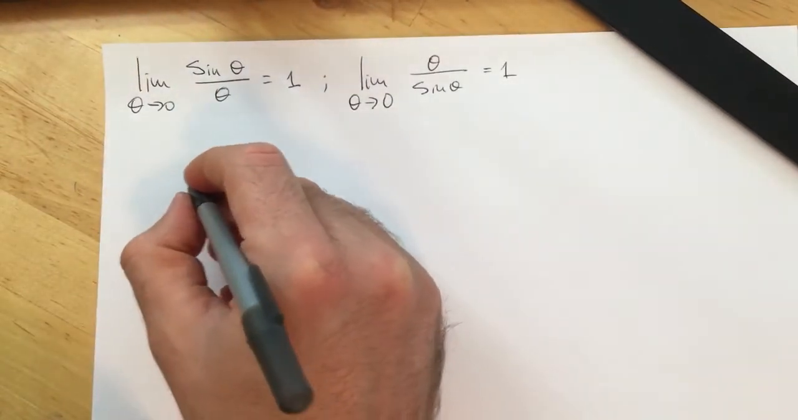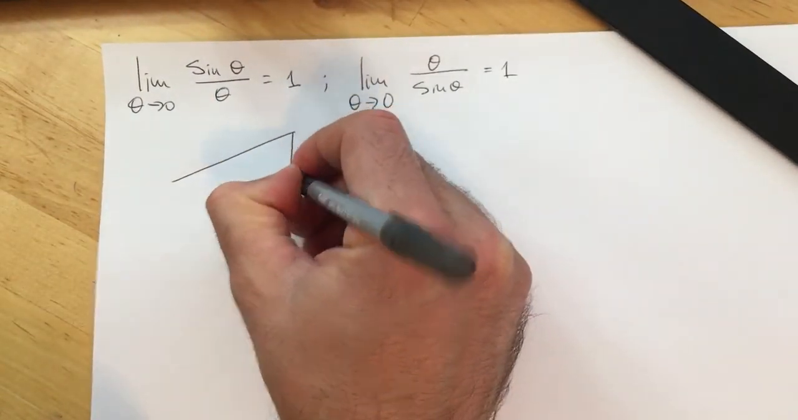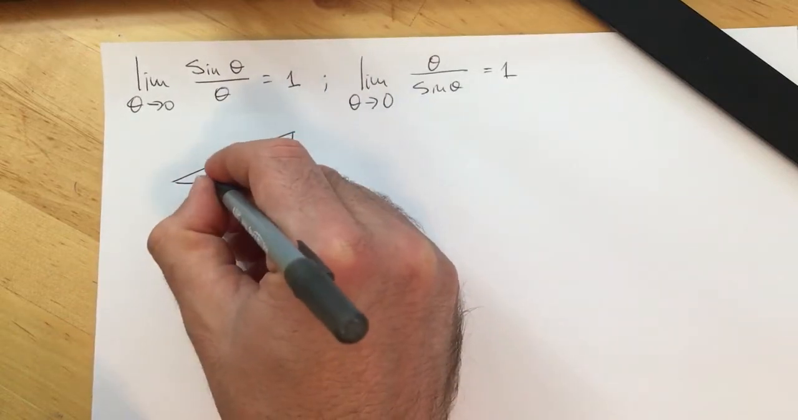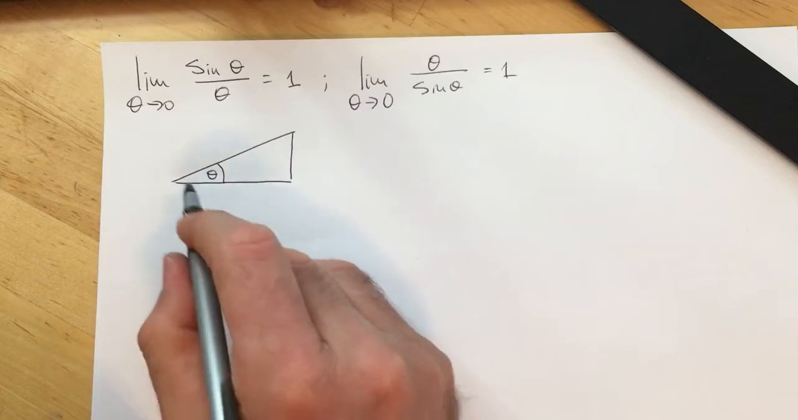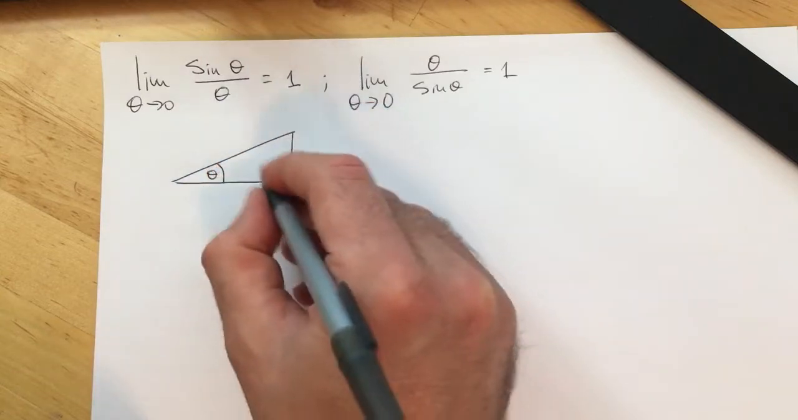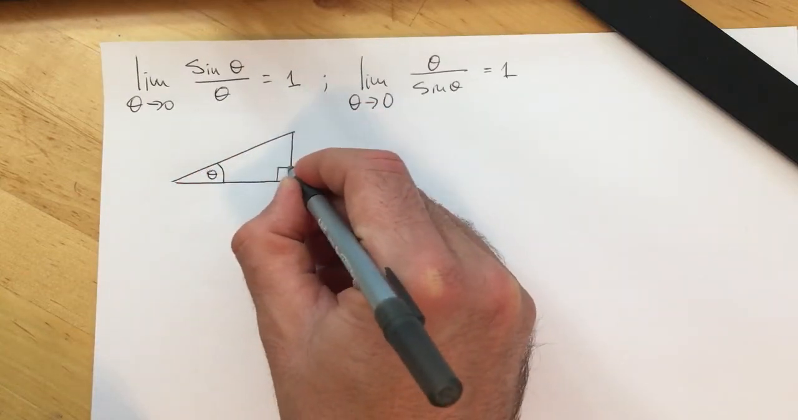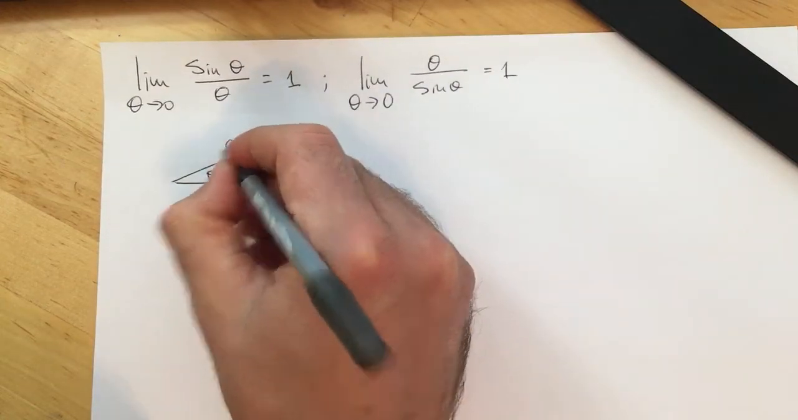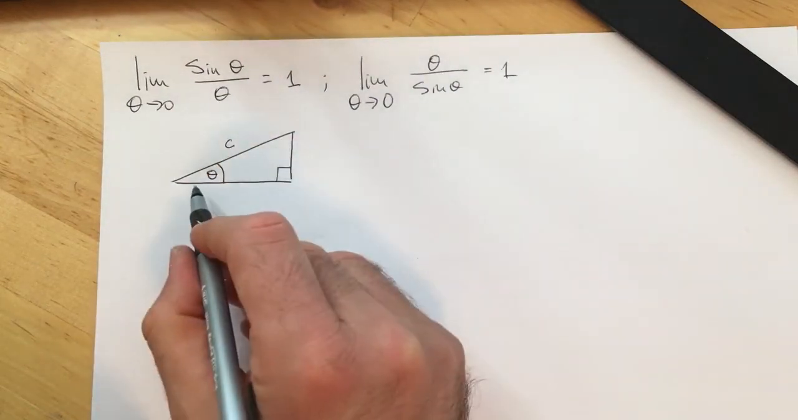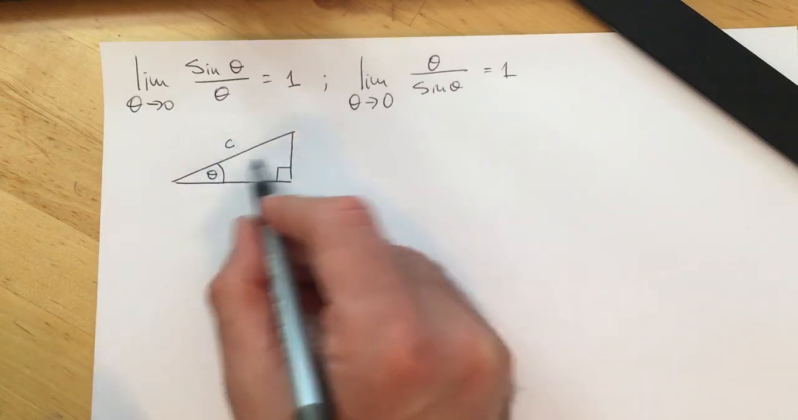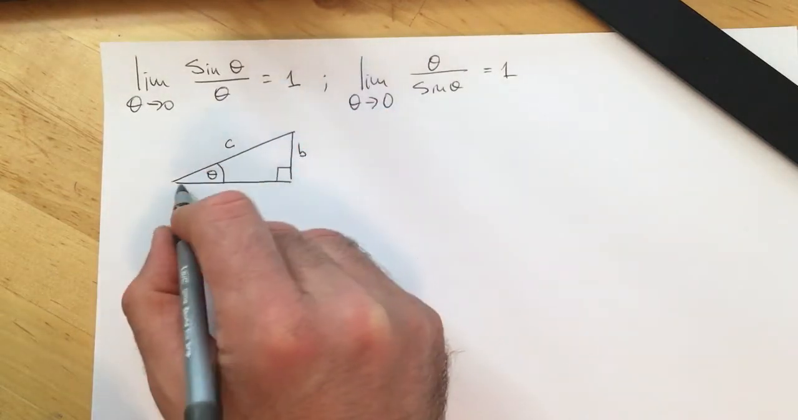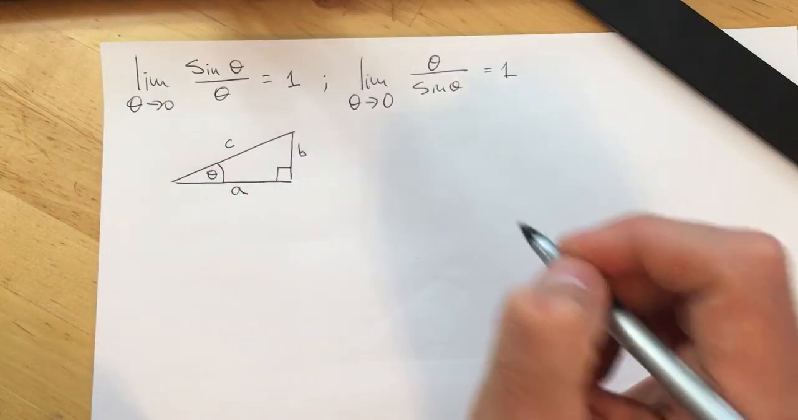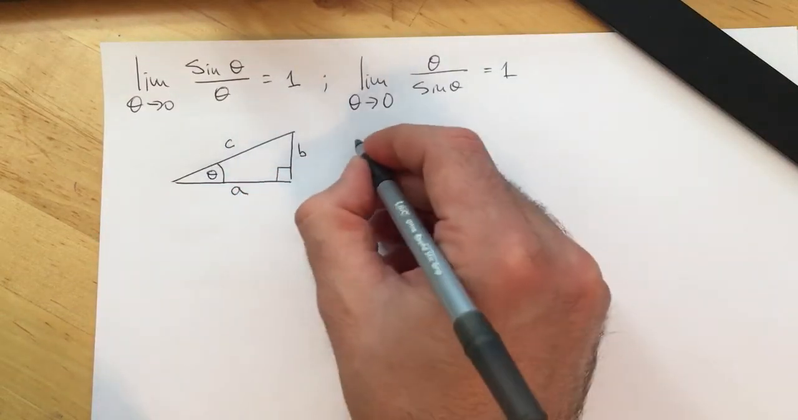some knowledge of trigonometry. If you have a right angle triangle with angle theta here, let's call the hypotenuse, which is the side opposite of the right angle, that's why it's called a right angle triangle, let's call that hypotenuse C. The side opposite of theta, let's call it B, and the side adjacent to theta, let's call it A.